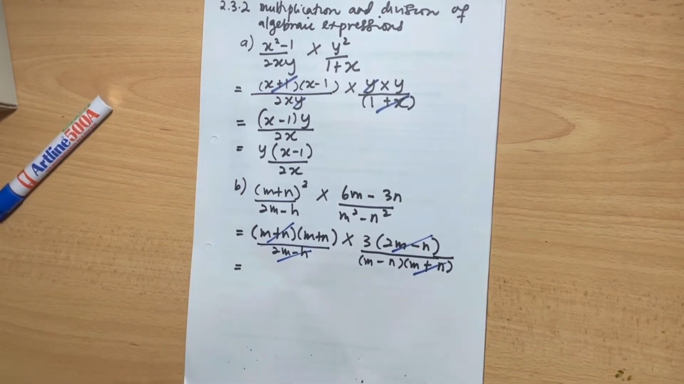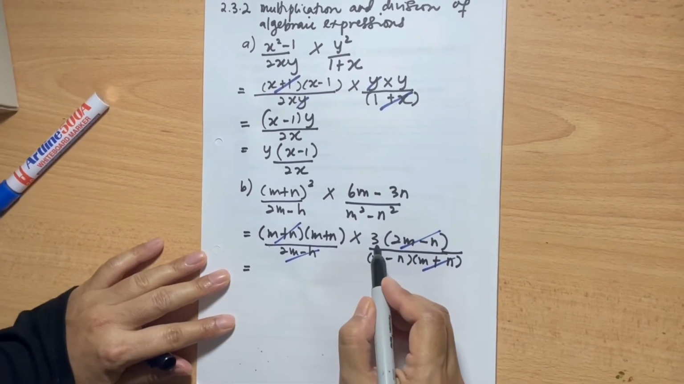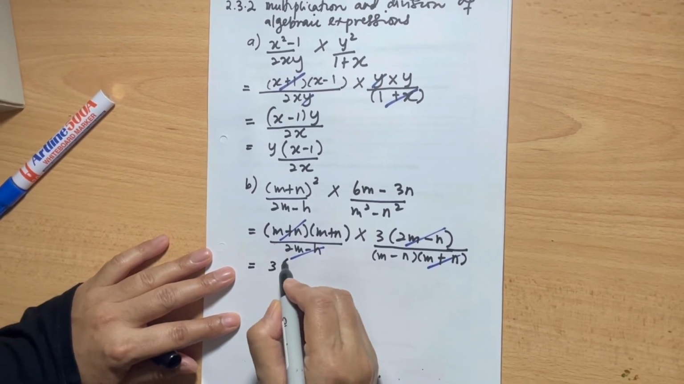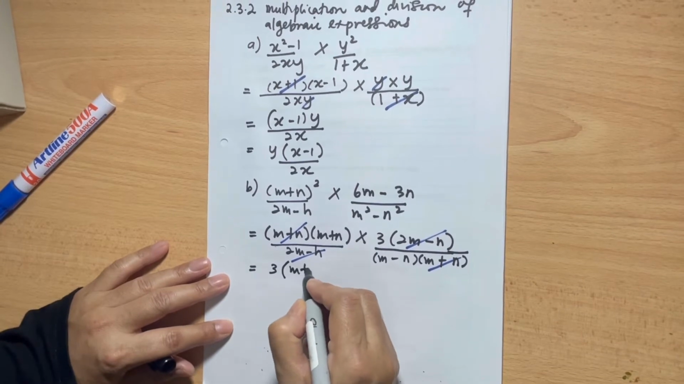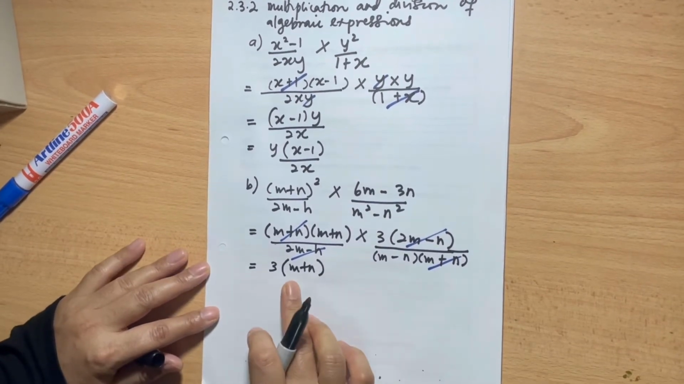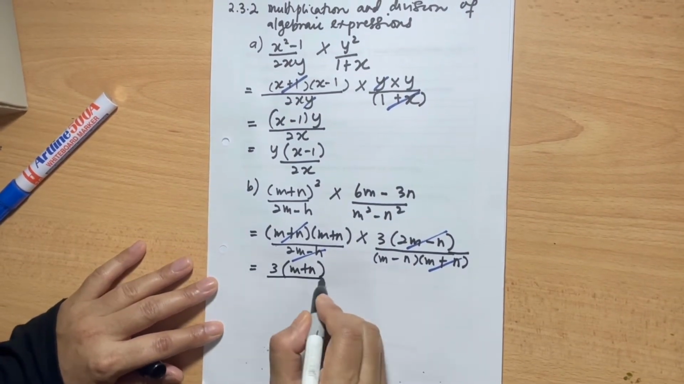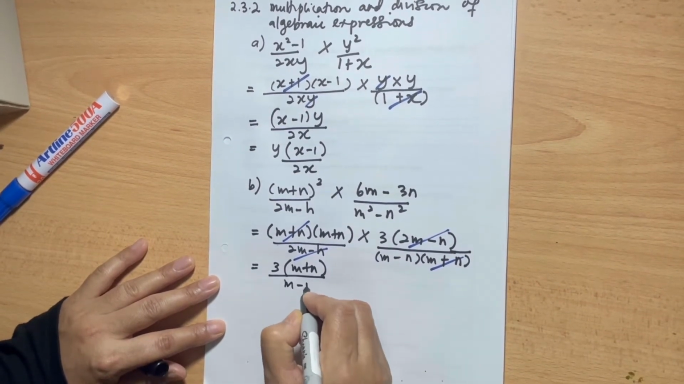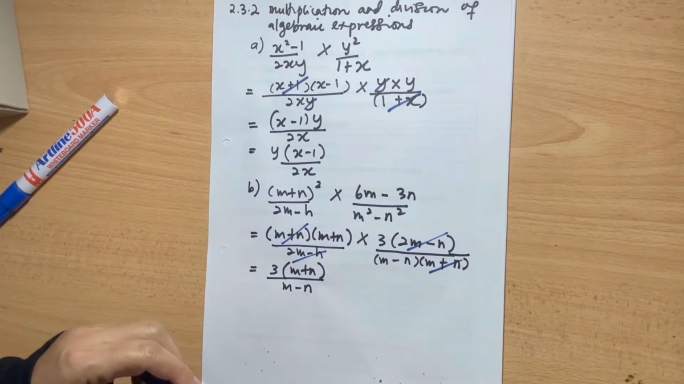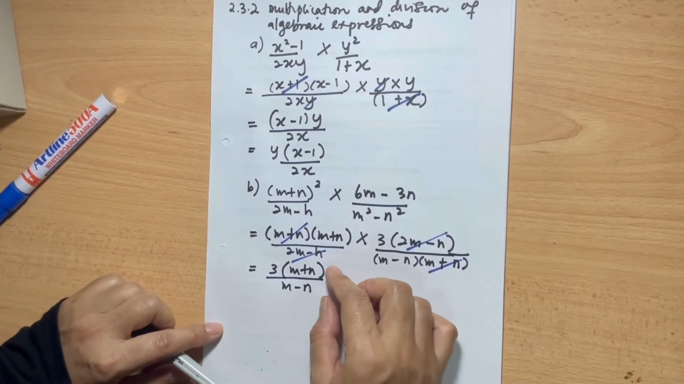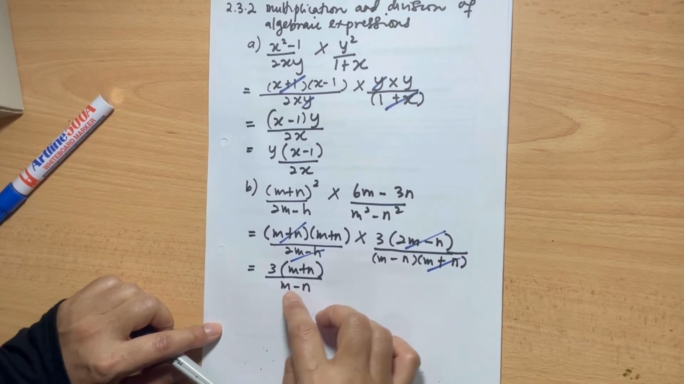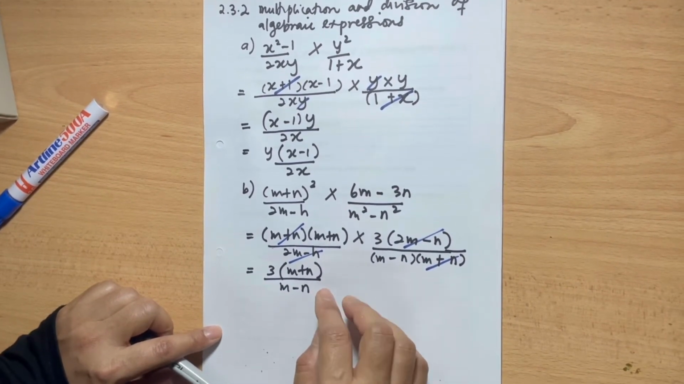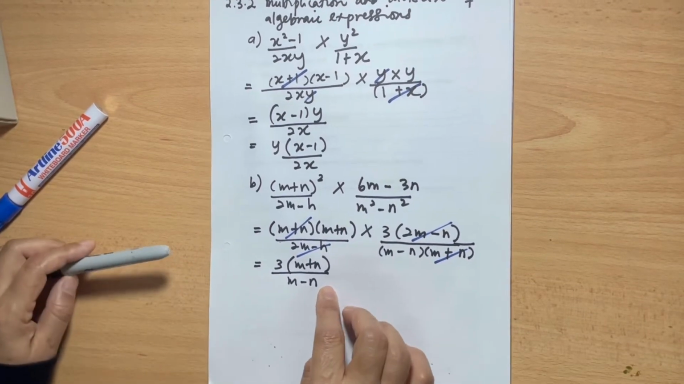Alright, so here we can straight away write the answer. 3 we put in front here, and then (m plus n), so 3(m plus n), divided by (m minus n). When you look at the answer, you find out that m plus n and m minus n cannot be reduced, so you leave it like this for the answer.